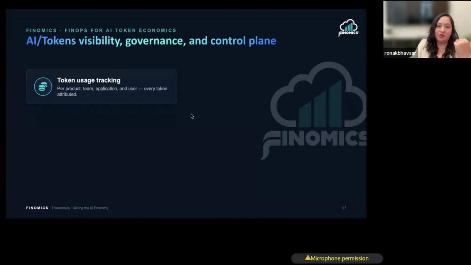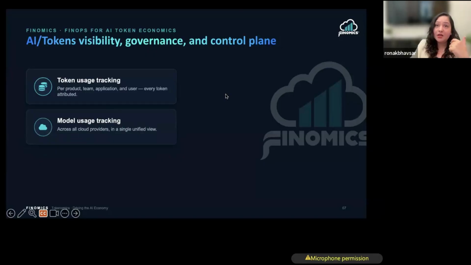How it is utilized. The model usage tracking across all cloud providers. How many models are being used, how many tokens are being used per model, how it is being charged, right? How much you are being charged. And then recommendations as well, that hey, instead of using this model, why don't you use this model, because for this use case it doesn't make sense.